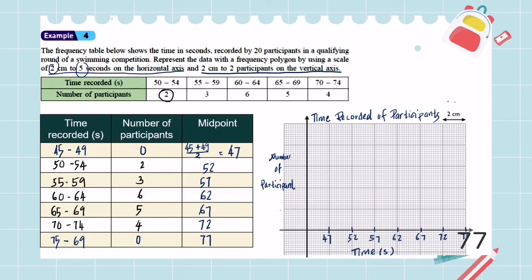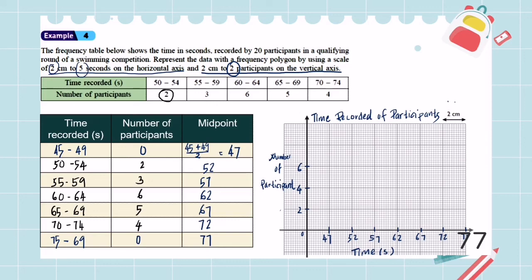and for the vertical axis, 2 cm to 2 participants. This one you must always follow the number given. If it is 2, you start with 2. You cannot change. And here always start with 0. For the vertical axis, you start with 0. You cannot simply start with other numbers. So here 2 plus 2 is 4. The maximum number is 6, right? So you label until 6. If you want to write odd numbers also, never mind.